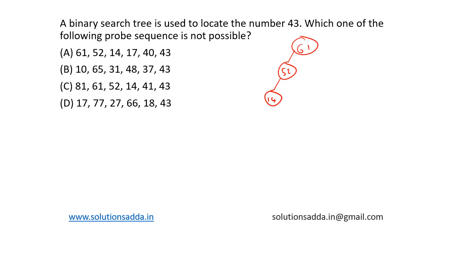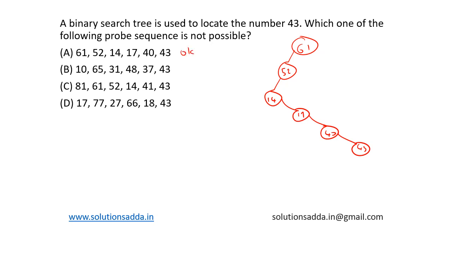Now 14 is less than 43, so the next probe should be to the right. We have 17, so it is to the right. 17 is less than 43, so the next probe should be to the right. We have 40. Now 40 is less than 43, so the next probe should be to the right. We have 43. So A is correct.